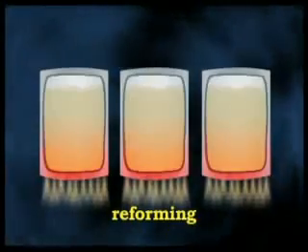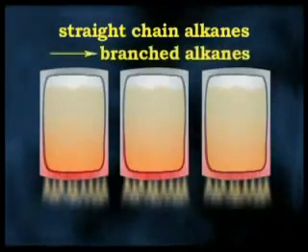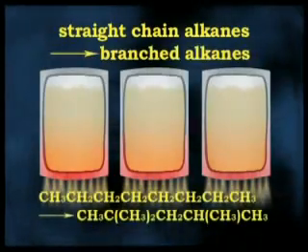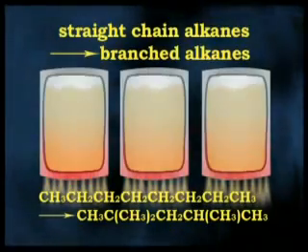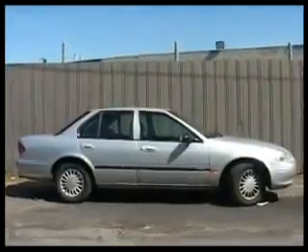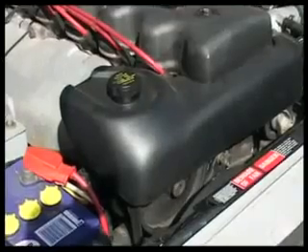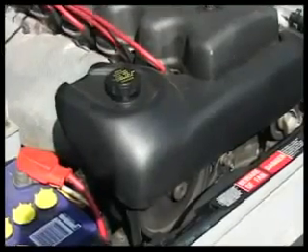Reforming involves the breaking of straight-chain alkanes into branched alkanes. The branched-chain alkanes in the 6 to 10 carbon atom range are preferred as car fuel. These alkanes vaporize easily in the engine's combustion chamber without forming droplets and are less prone to premature ignition, which affects the engine's operation.